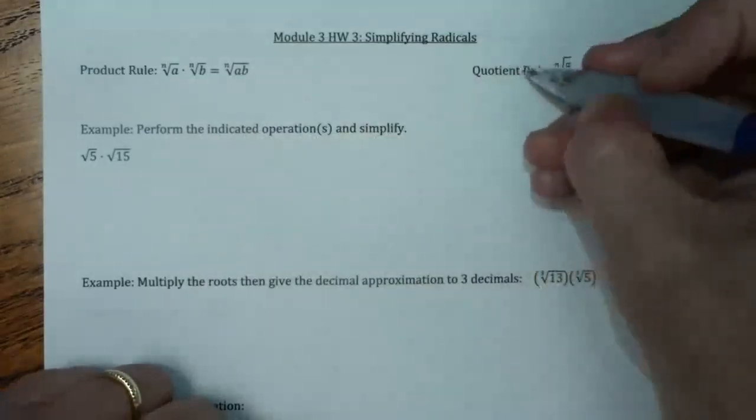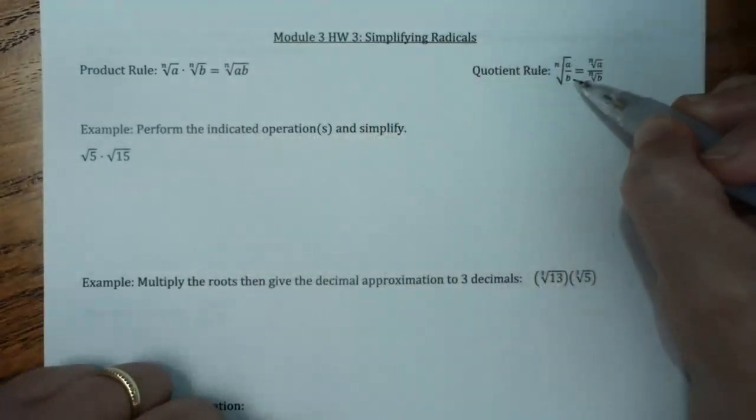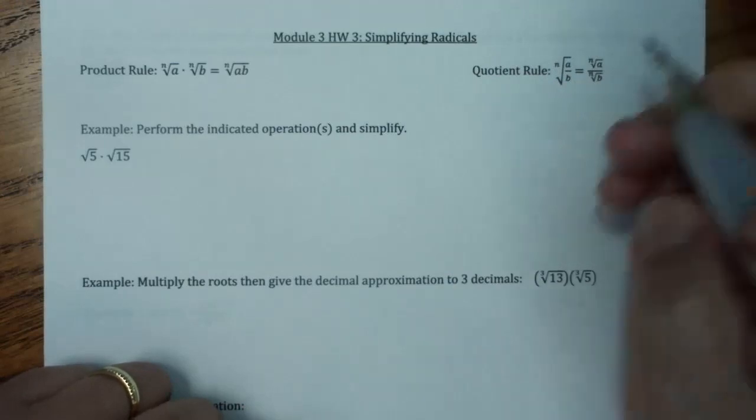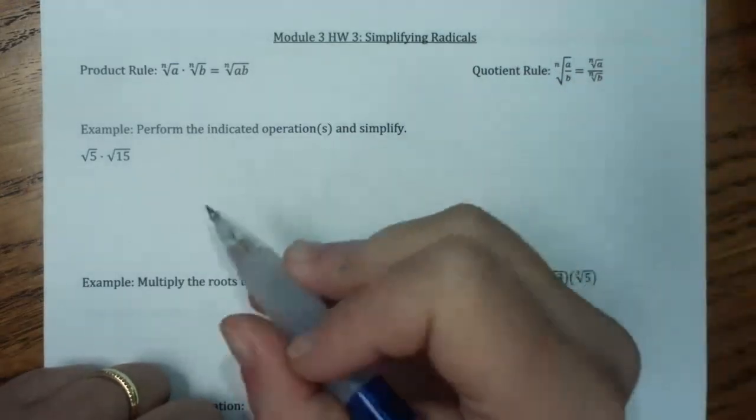Likewise, the quotient rule. Quotient means dividing. So if I have the nth root of a divided by b, I can split this up and say the nth root of a divided by the nth root of b. So perform the indicated operation and simplify.